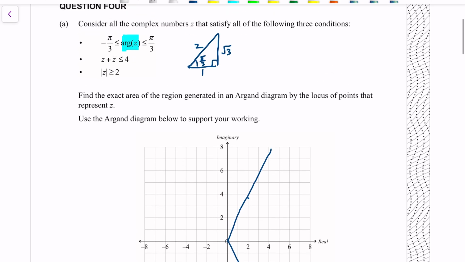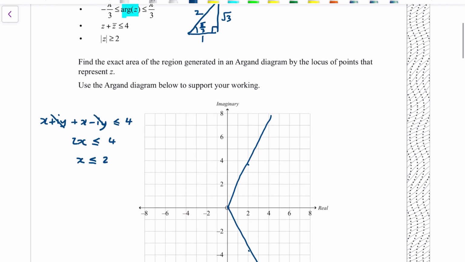The second one, z plus its conjugate is less than or equal to 4. If we just put in some basic algebra, x plus iy plus x minus iy is less than or equal to 4. The imaginary parts cancel and we get 2x less than or equal to 4, or x is less than or equal to 2. So any complex number where the real part is less than or equal to 2, the imaginary part can be anything because the y value is not restricted in that case. So that's just a vertical line going through 2.